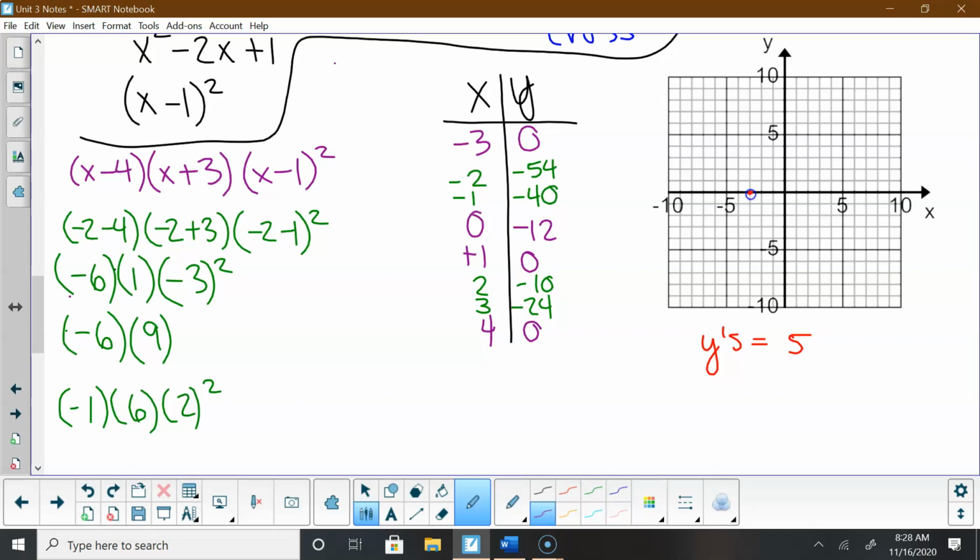So I've got -3 right here. I've got -2, which is down here at 54, so there-ish. -1 is at -40, 25. 40 is right here. 0, -12. +1, 0. 2, -10. 3, -24. 4, 0.